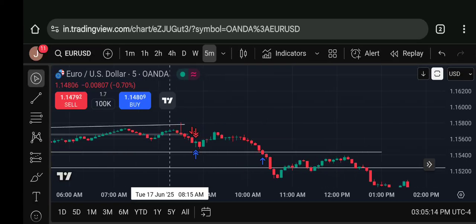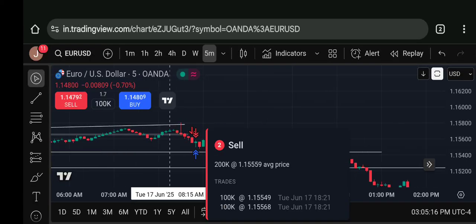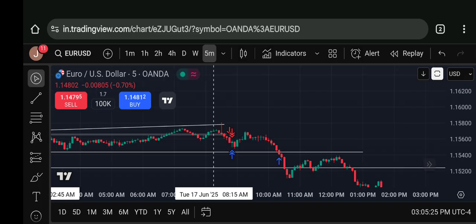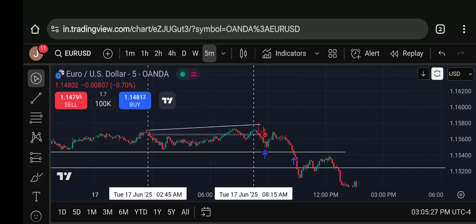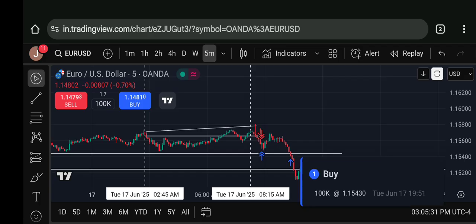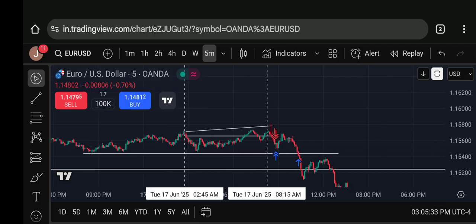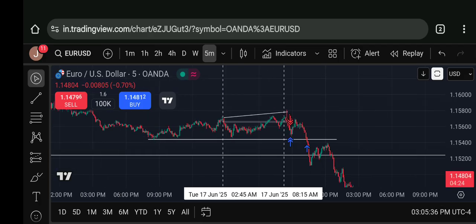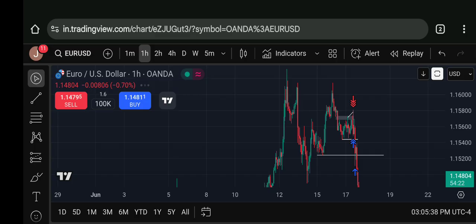So first of all guys, my take profit is hit. I took the trade at 1.15568 and then my take profit was hit here and here. You can see that. So let's break down the trade.